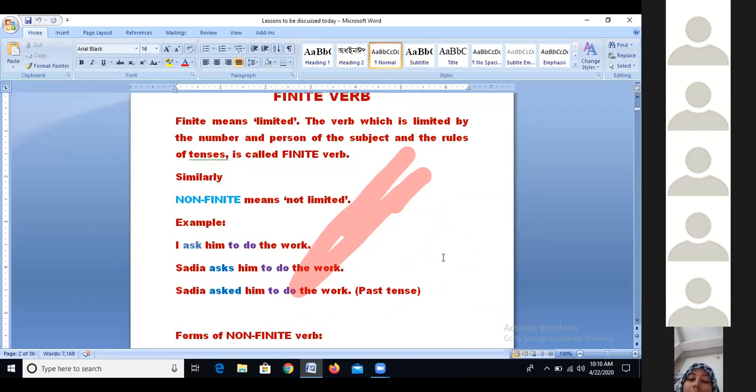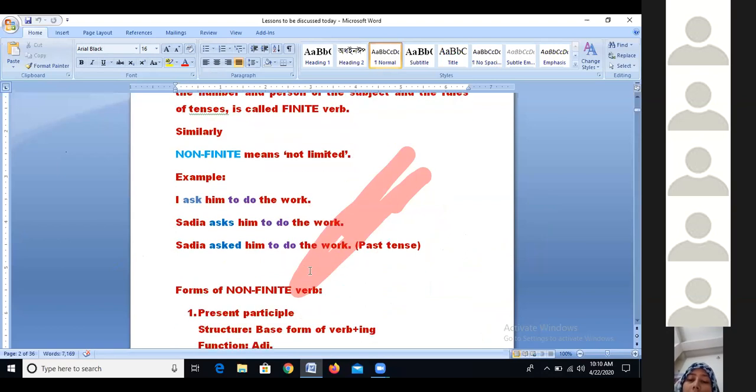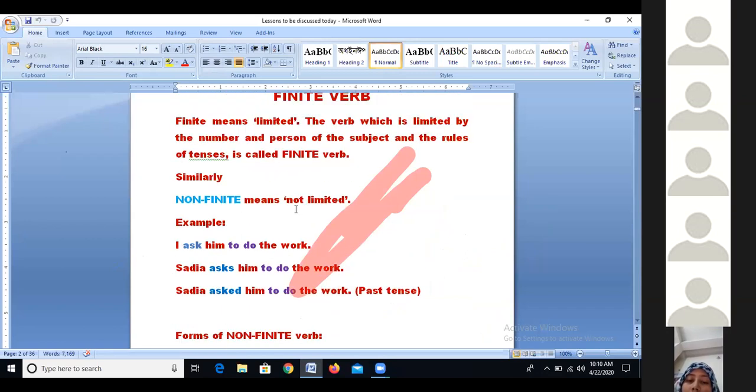Now, similarly, if you come to the definition of non-finite, what is a non-finite? Non-finite means not finite. The verb which is not finite. Finite means limited. That is the verb which is not limited. So limited by what? Limited by the number and person of the subject and the rules of tenses.